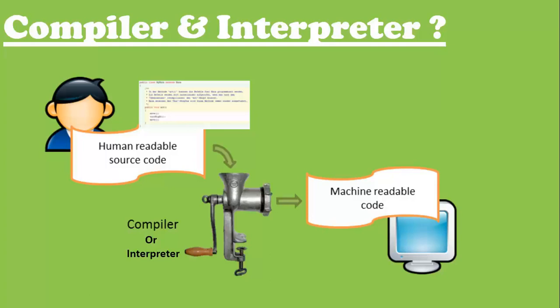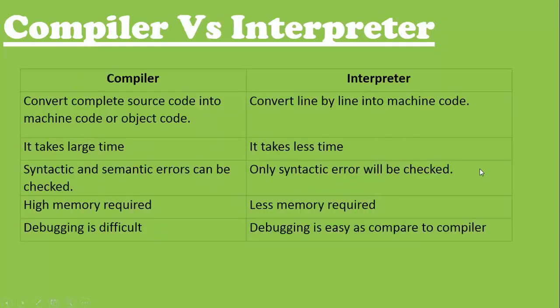Both are used to find errors in source code and convert source code to machine language by their own different processes. Let's discuss the difference between their processes. So here we have some differences. The compiler converts complete source code at a single time, but on the other hand, the interpreter converts source code line by line. The compiler takes a large time because during compilation it checks both syntactic and semantic types of errors. But the interpreter takes less time because it only checks syntactic errors at the time of interpretation.